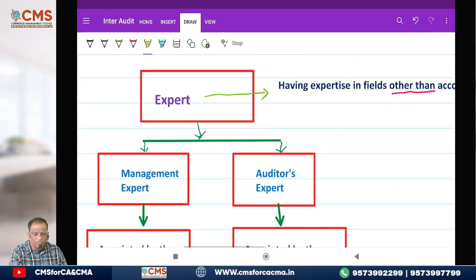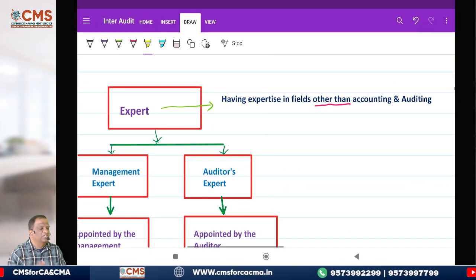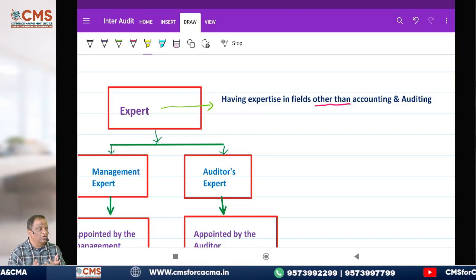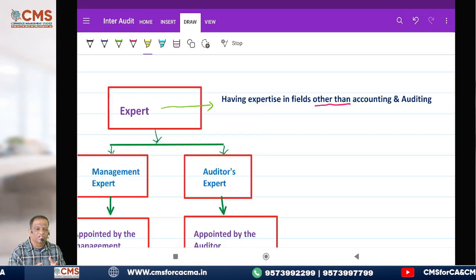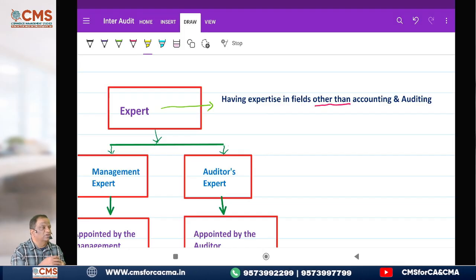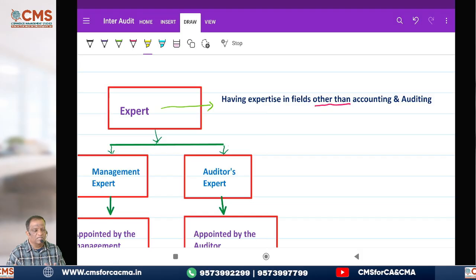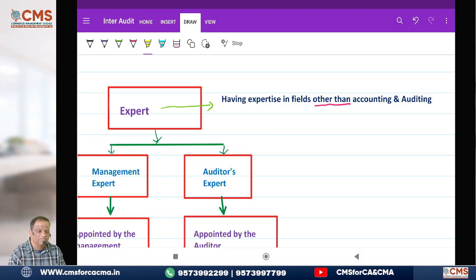Now I want you to revise. Who is an expert? What is the definition? Having expertise in fields other than accounts and audit. Why are we excluding accounts and audit? In these two areas, you yourself are the expert as a chartered accountant. So other than this, if somebody has expertise, then we will call him an expert.